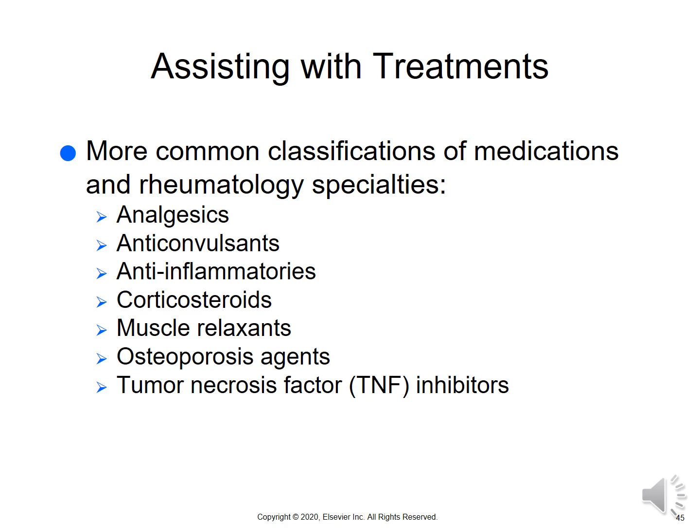Patients with orthopedic and rheumatology conditions are often prescribed a variety of medications. The following are just some of the more common classifications of medications for orthopedic and rheumatology specialties. Analgesics are used to relieve pain.